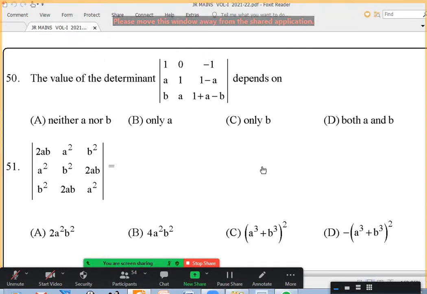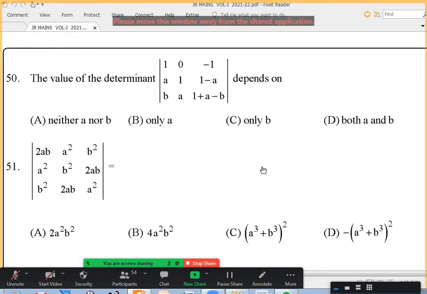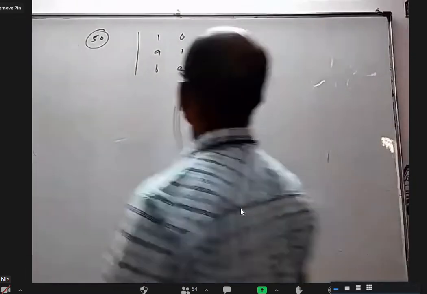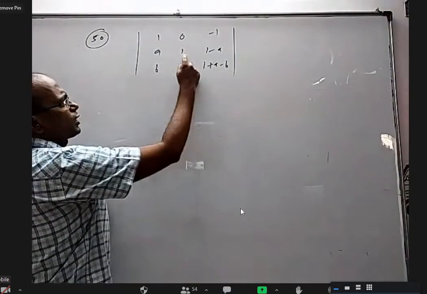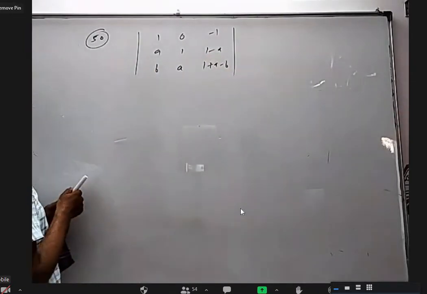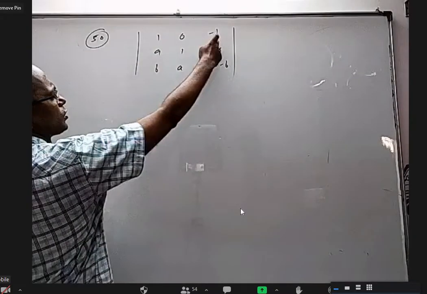The determinant is 1 A B, 0 1 A, minus 1, 1 minus A, and 1 plus A minus B. Instead of just expanding, because the 0 is there, even without expanding, you can see this 1 and this A are there, I can remove them. This A and this B are there, I can remove them. If I add these two, I'll get 1 0 here, it will become simple.